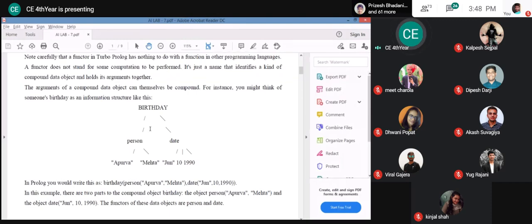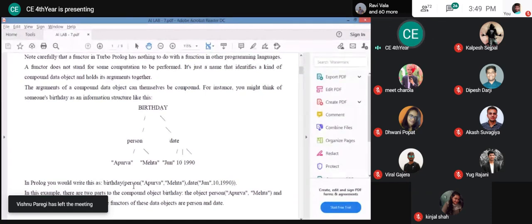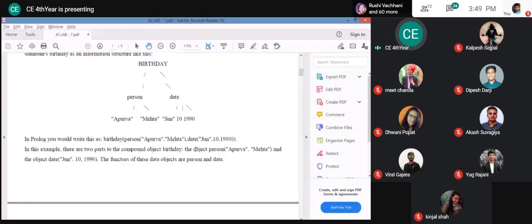Now the other point: the arguments of a compound object can themselves be compound. Here, birthday is a compound object, and I have written person and date inside it. There are two parts to the compound object birthday: the object person, which consists of first name and last name, and the object date, which consists of month, day, and year. So the functors of this data object are person and date.